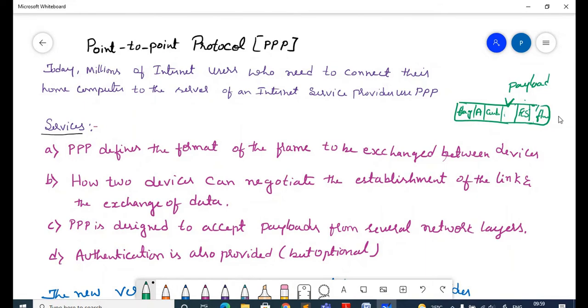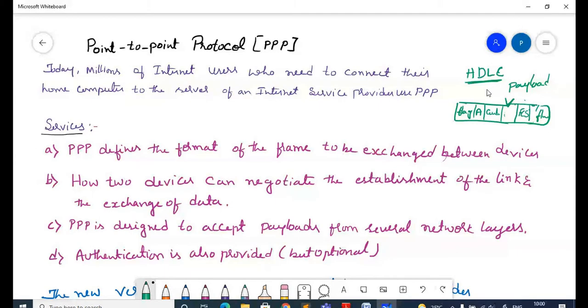HDLC is an example of what type of protocol? Is it bit oriented or byte oriented? I presented this in the last class. Can you tell what I told? HDLC, that is High-level Data Link Control, is a bit oriented protocol. So what is the meaning of bit oriented? You need to understand bit oriented and byte oriented.